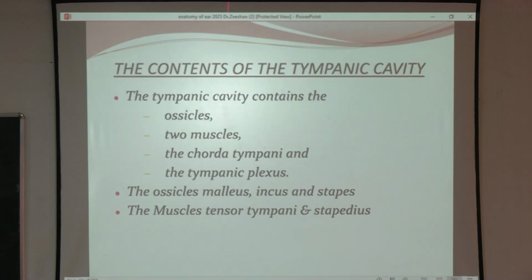This is a very important slide. The contents of the tympanic cavity, the contents of the middle ear. What are they? Ossicles are there, two muscles are there, the chorda tympani nerve is there and the tympanic plexus is there. Okay. So what is in the ossicles? Malleus, incus, stapes. And what are the two muscles? The muscles are tensor tympani muscle and stapedius muscle.